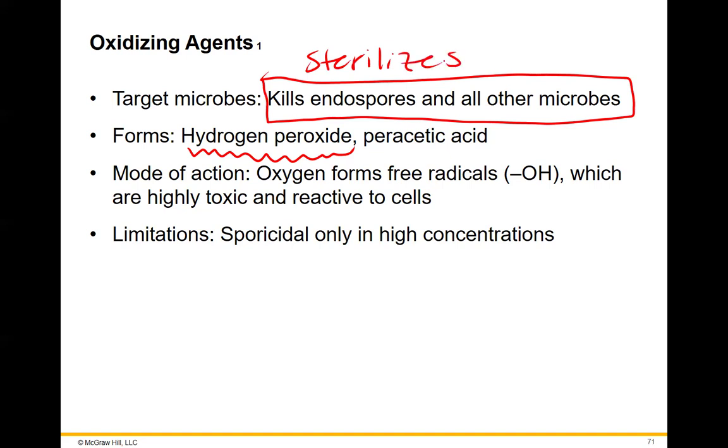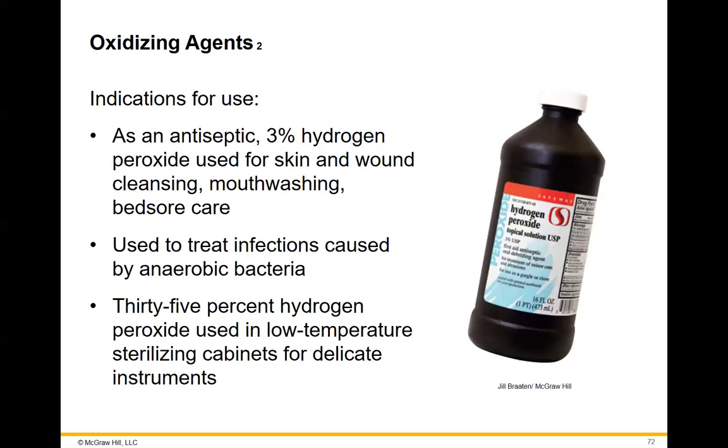Now, the hydrogen peroxide that you use at home is 3%. The hydrogen peroxide that sterilizes is 35%. So you're not getting the sterilizing effect, but it's still pretty effective as an oxidizing agent. Okay, so we'll use that for wounds, mouthwash, and bed sore care as well. Anything that isn't getting a ton of exposure to oxygen, let's just force some of it in there.